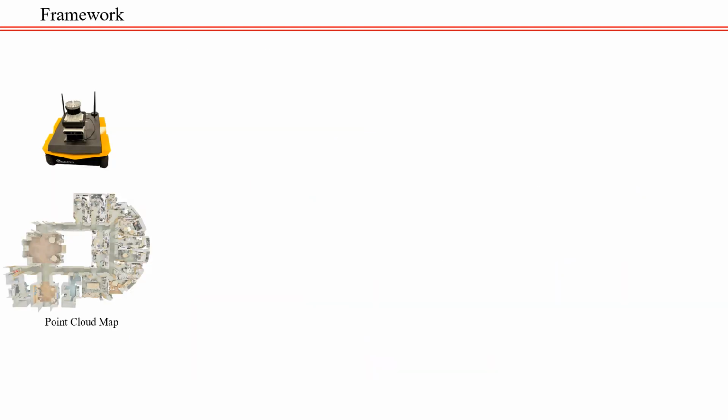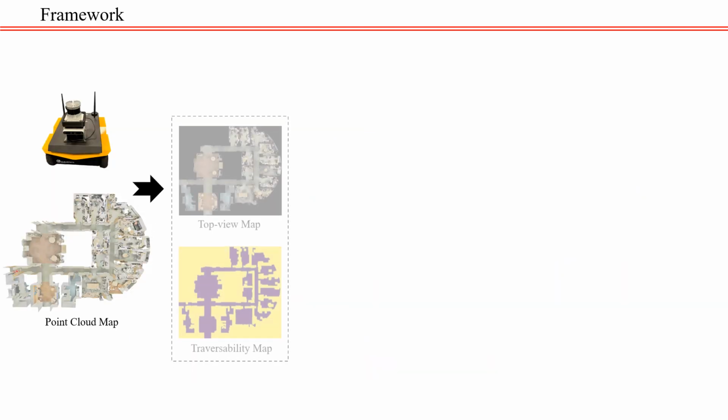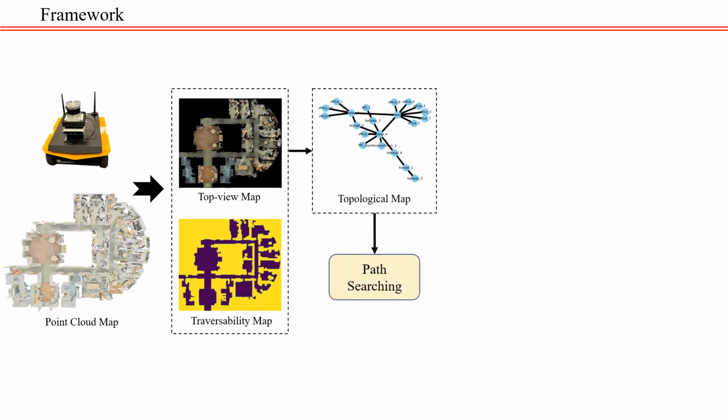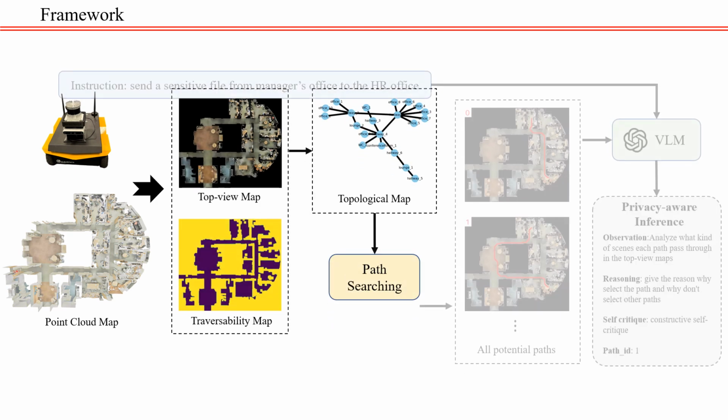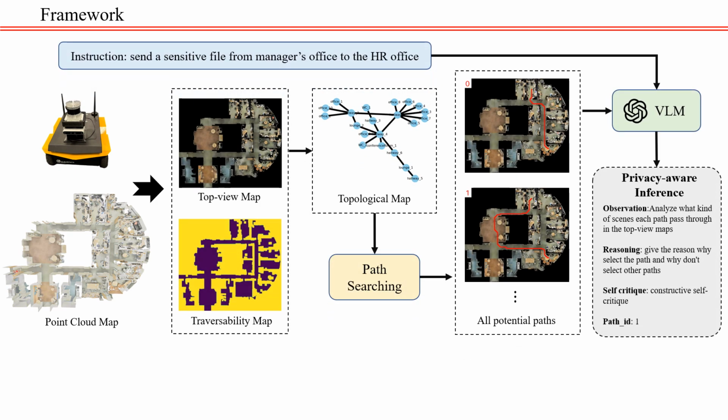Here is the architecture of the Privacy-Aware Navigation Framework. The framework takes a point cloud map as input to generate top view and topological maps, and an optimal path is selected from all potential paths based on the privacy-aware inference of the vision language models. Once the optimal path is selected, the robot can follow the path to complete the navigation task.